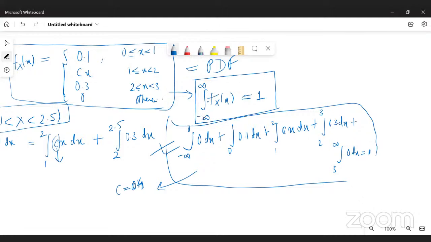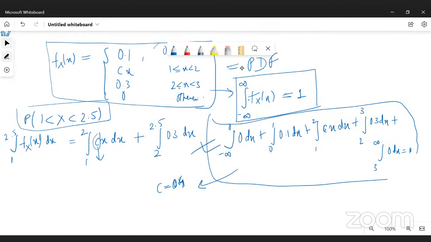So in this problem, the range is mostly from 0 to 3. Other places it's taking the value 0. So you will have to integrate each function that is defined here over its interval. You cannot just integrate from 1 to 2.5 and say this is my C.